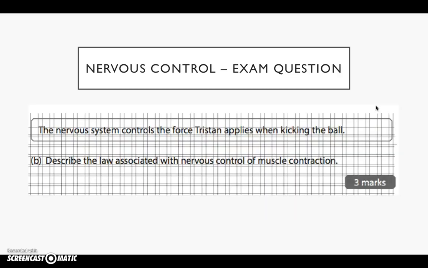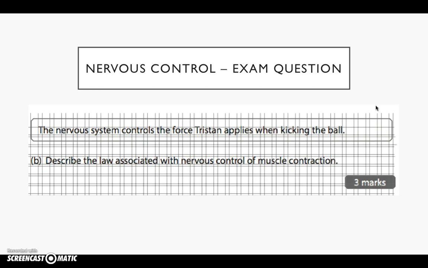Right, okay, nervous control. I've gone straight into an exam question with this, okay, because we didn't have a memory method for it. So I just wanted to test to see if you actually remember it. So the nervous system controls the force Tristan applies when kicking the ball. Describe the law associated with nervous control of muscle contraction. When it comes to nervous control, you have to understand, when it comes to muscular contraction, a message is sent to the brain, and then the brain relays a message down nerve endings to innervate the muscle, to make the muscle contract, okay?